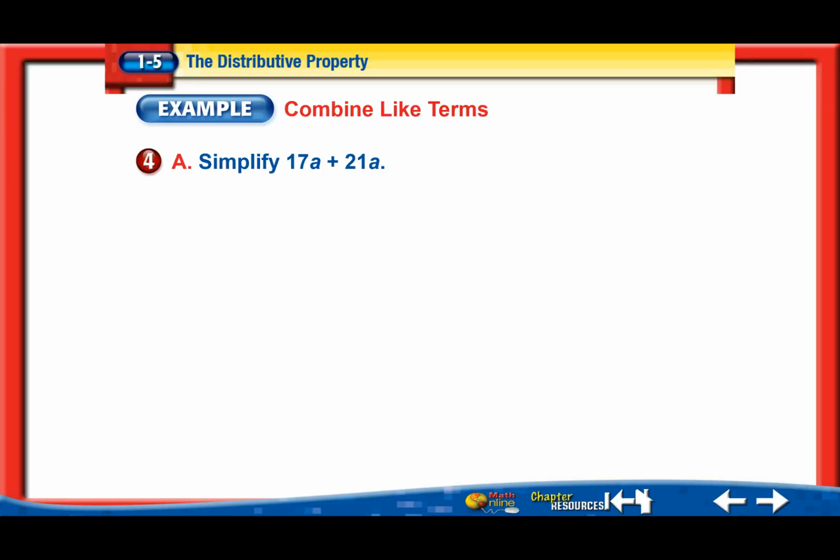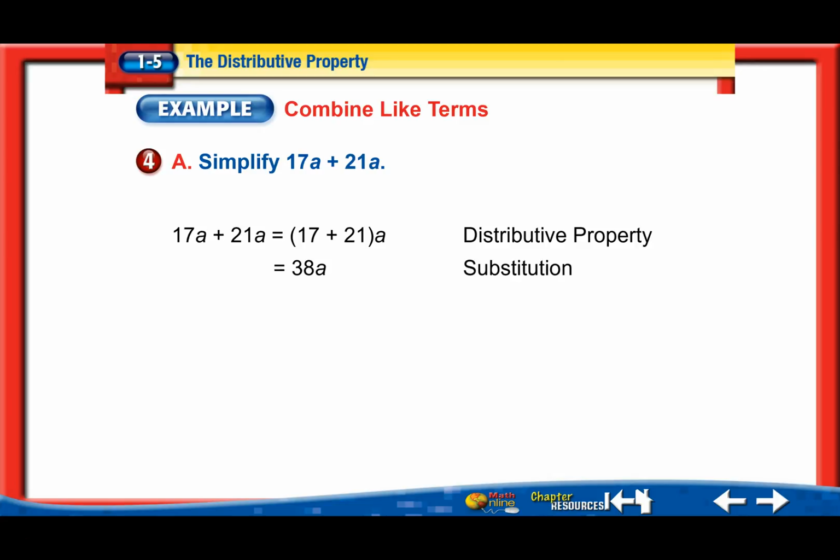All right, combine like terms. Simplify 17a plus 21a. The book says to use the distributive property to pull the a out and then add 17 plus 21, should be 38 a's, and that would be your answer. I would actually just think in my head, if I have 17 a's and I add 21 a's to that, then 17 plus 21, keep the a.